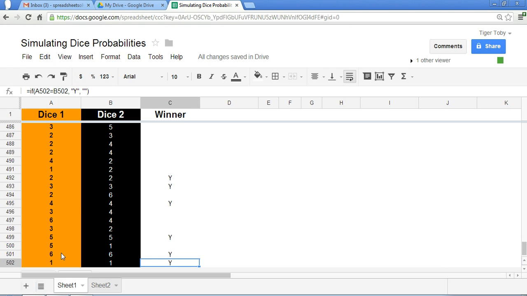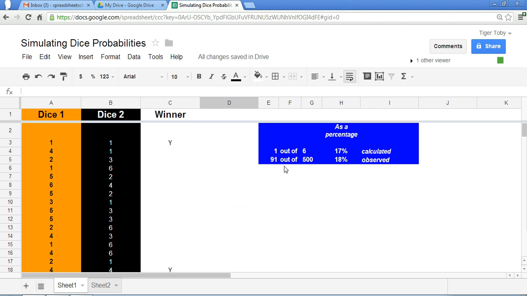Now, what should we expect? We should expect that the number of winners divided by the total number of rolls, which in this case is 500, should be about 1 over 6. Do we find just that? Let's take a look at our table here. 1 out of 6, that's exactly what we had calculated earlier, is just about 16.67% or 17%. What we find here is that the number of winners is equal to 91, and again, we have 500 rolls, because we started here in row 3 and we ended in row 502.